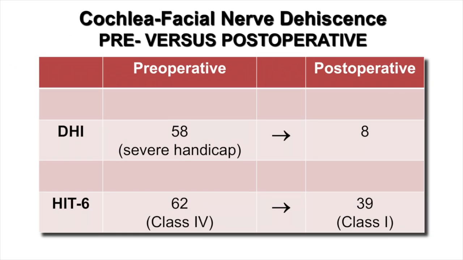His preoperative dizziness handicap inventory score was 58, representing a severe handicap. Postoperatively, this score fell to a value of 8. The headache impact test preoperatively had a score of 62, placing him in the worst category, namely that of class 4. Postoperatively, this value fell to 39, placing him in the best category, class 1.